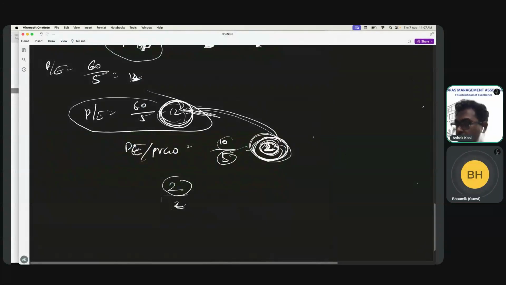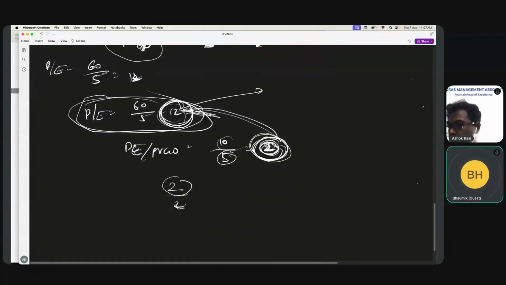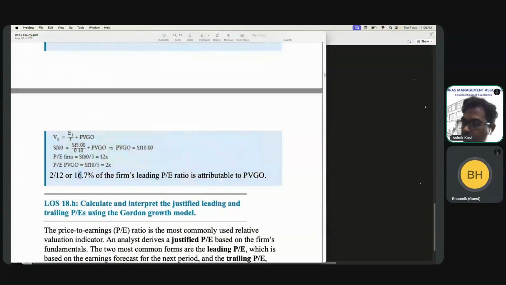You take a minute and process this information. See, I'll repeat again. Overall, the general PE ratio is 12. That means to earn 1 rupee, the market is paying 12 rupees. Now that 12 rupees includes no growth as well as growth. So with no growth, the market is paying 10 rupees, and with growth, the market is paying 12 rupees. So that means 2 rupees extra they are paying. So 2 rupees is because of the expectations. So 2 out of 12, that means 16 percent, 16.7, is because of expectations. It's a leading PE.